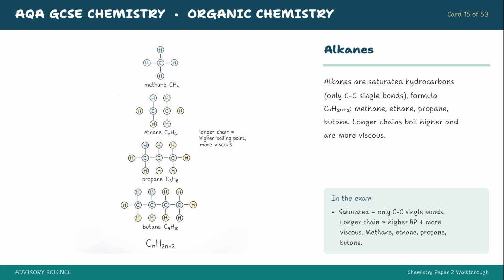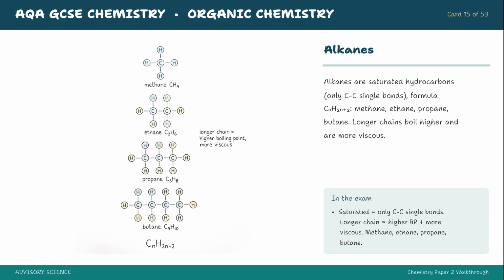Alkanes. Alkanes are described as saturated hydrocarbons. The term saturated means that all the carbon atoms are joined together by single covalent bonds, meaning the molecule contains the maximum possible number of hydrogen atoms.